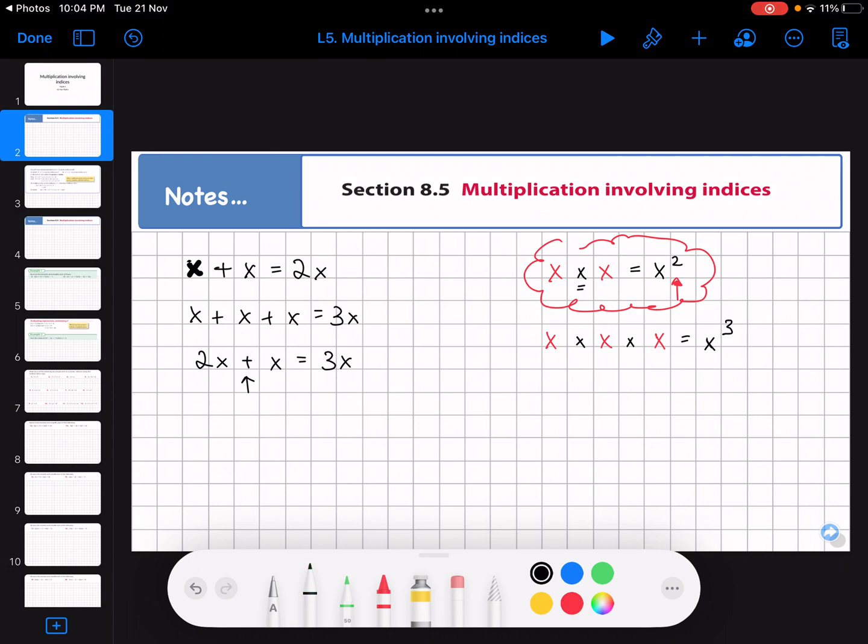What happens now if we have something like 2x multiplied by 4x? Here we should first of all multiply the numbers together. So we have 2 multiplied by 4, that will give us 8, and then we multiply the x's together. x by x will give us x squared.